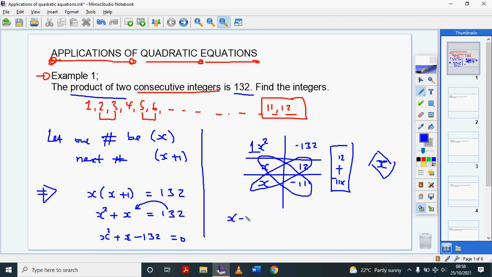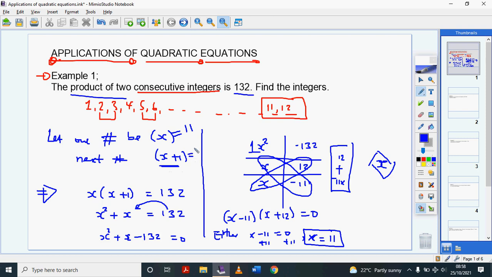So that's my factors. x minus 11 and x plus 12 are equal to 0. Now I'll use either x minus 11 is equal to 0, which means if I add 11 to both sides, x is equal to 11. Now all I need to do is find one of the numbers, right? If I found one of the numbers and I know that this x is 11, then the other number has to be 11 plus 1, which is 12, right? So then I know that my integers here are 11 and 12.